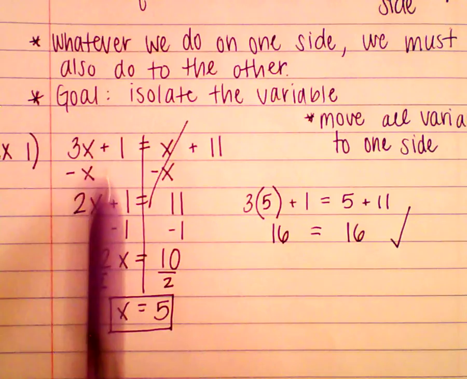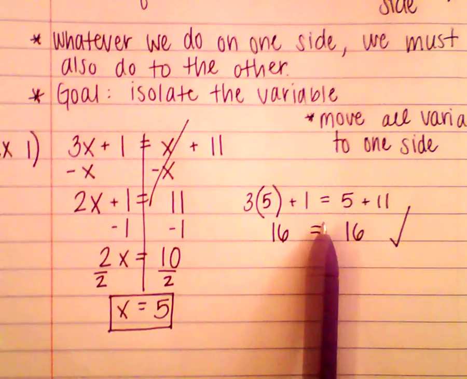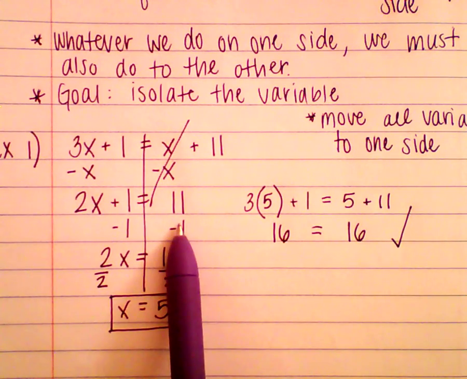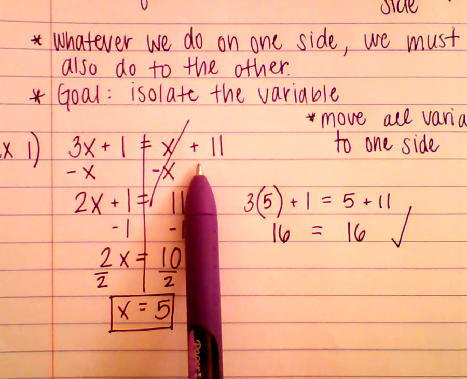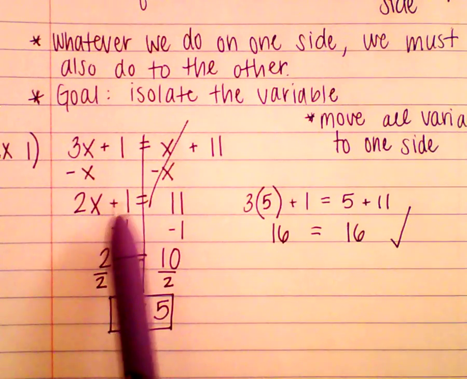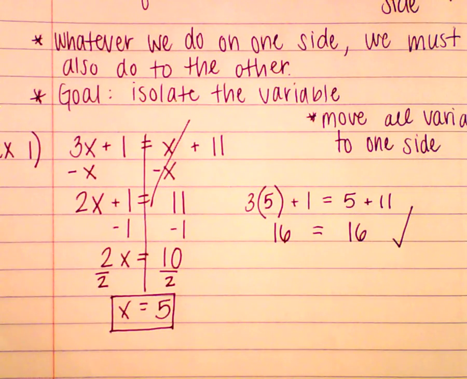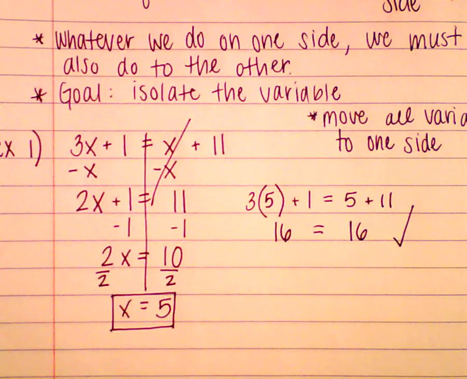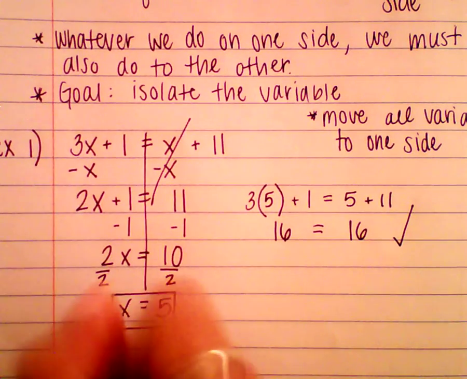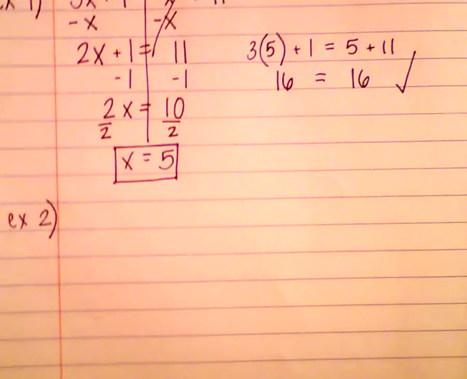Always go back to the original equation when you substitute values back in, because just in case you did something wrong with your first step here, I wouldn't want you to be substituting in for an incorrect equation. So always go back to the original equation that you were given to begin with. Alright, so that is how we go about moving variables to get them onto the same side. So let's do another. Example 2.